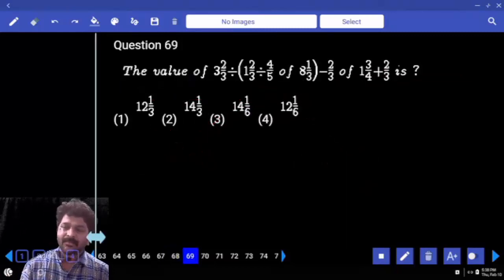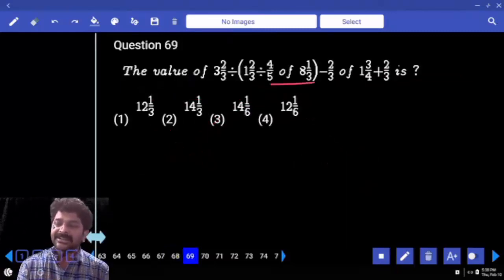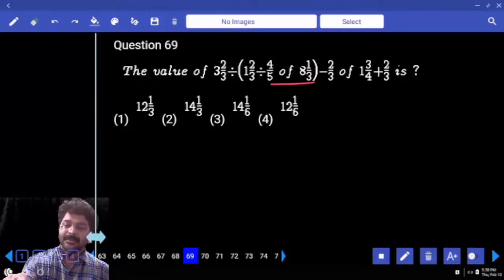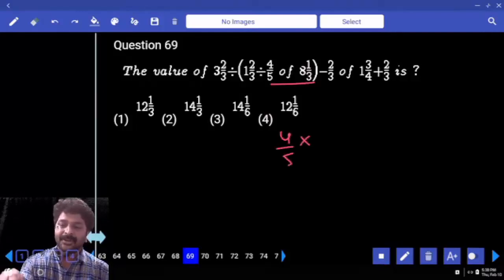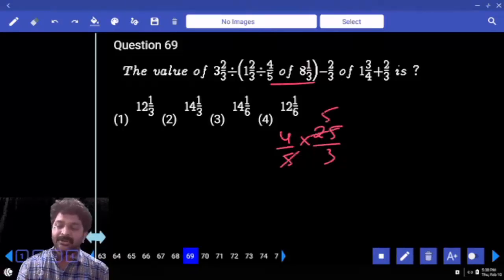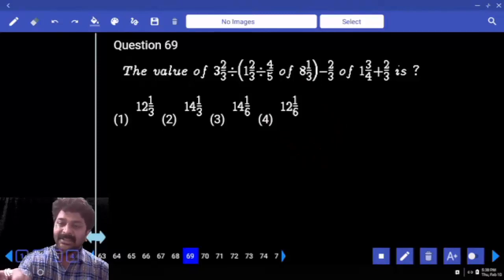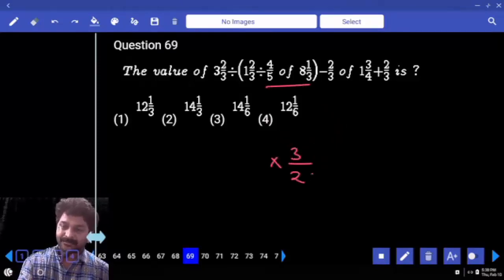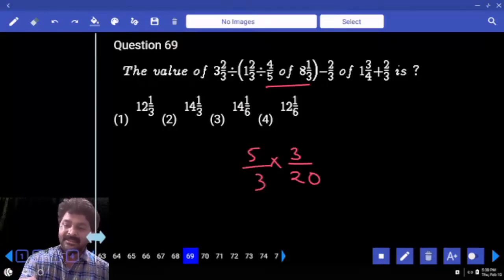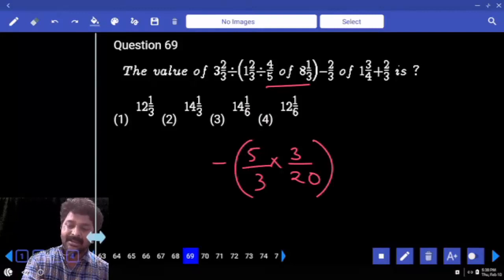Next, first we have to consider the half value. So 4 by 5 half into 8 1 by 3, 25 by 3. 5 how many times? 5 times. So 4 into 5, 20 by 3. Divided by 20 by 3 can be written as into 3 by 20. 1 2 by 3, 5 by 3. Right. This number is in bracket, divided by 3 2 by 3.